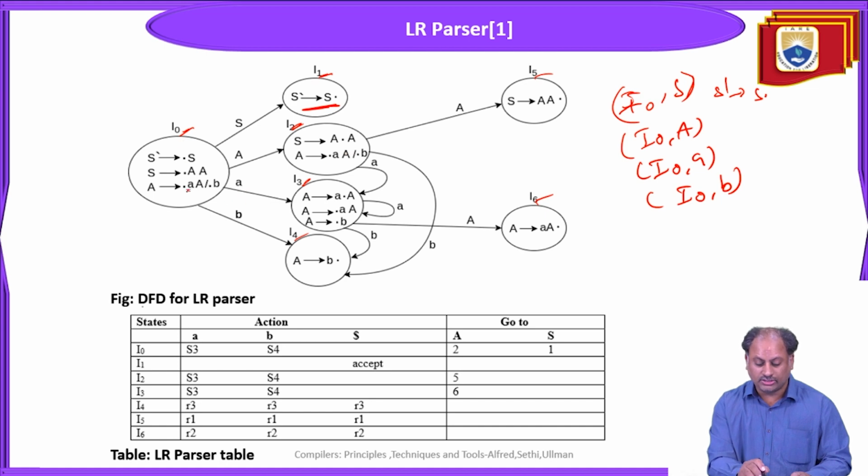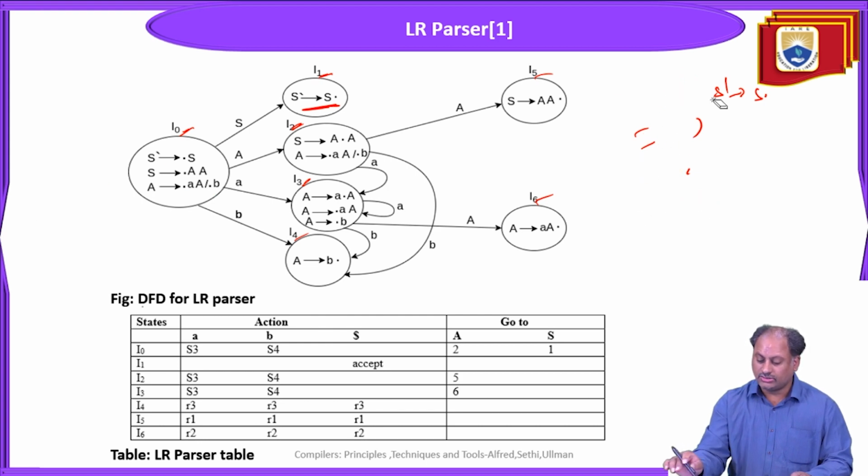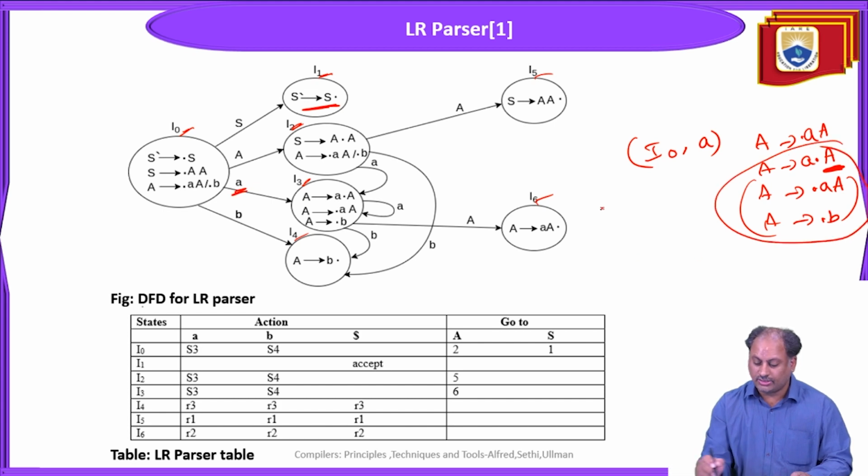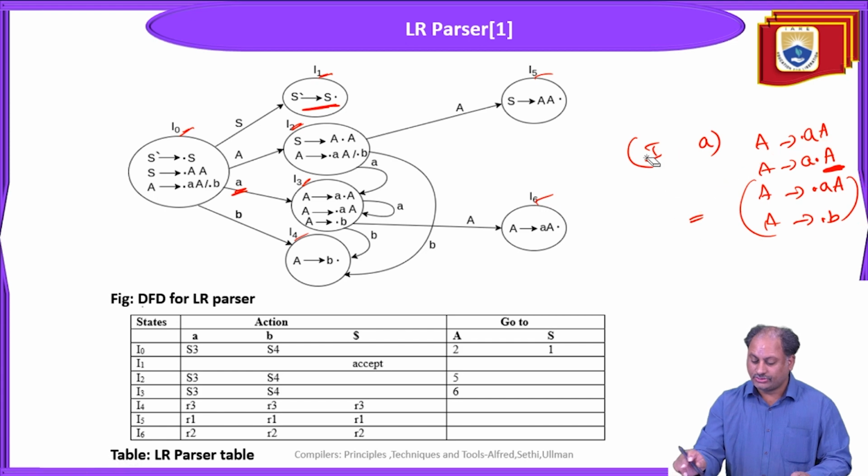Then I0 with small a. What is small a here? We have to write I0 with small a. What are the productions, because it is a non-terminal? So I0 comma small a leads to A derives small a capital A. But here, after shifting the symbol, it is A dot capital A. What is capital A? What are the productions? Once again, the same productions: A derives small a capital A, and A' derives dot B. So these are the two productions that are to be included. And this is to be considered as small a.